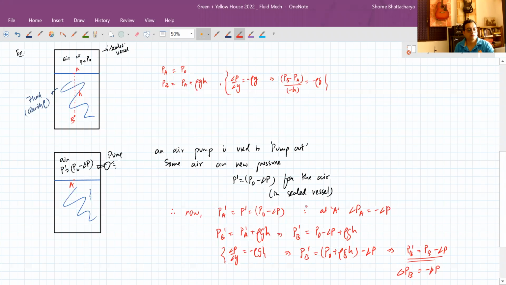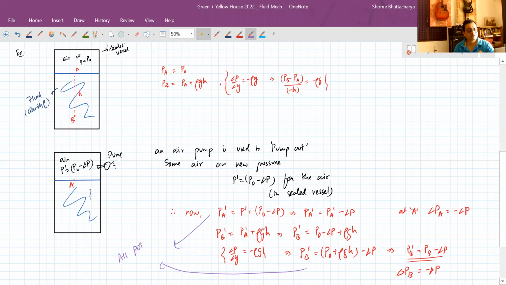Just like this is showing us that at the point A, the change in pressure is minus delta P. So PA prime was what the original pressure was minus delta P. So from this we can understand that both points A and B, and like that all points, are undergoing the same difference in pressure.